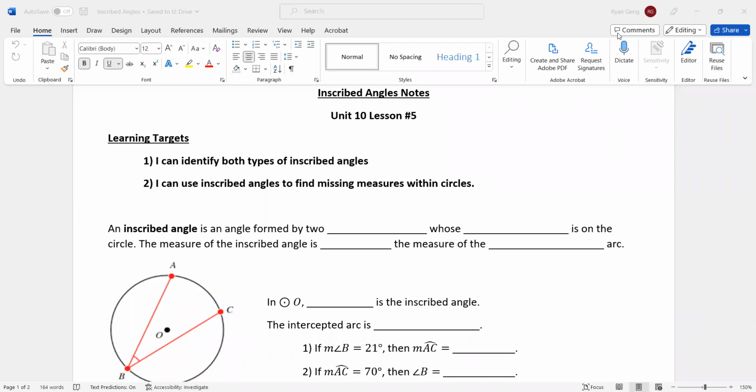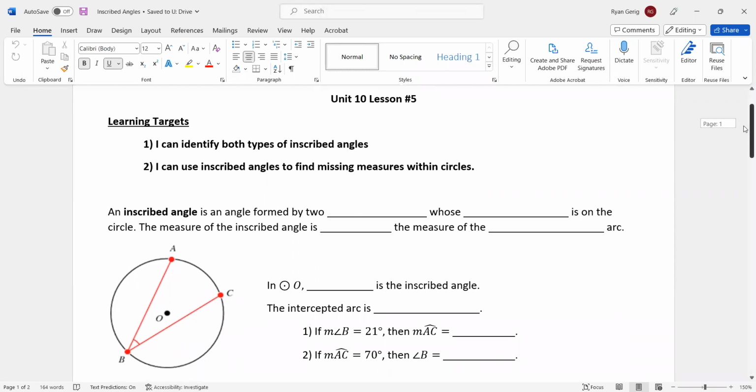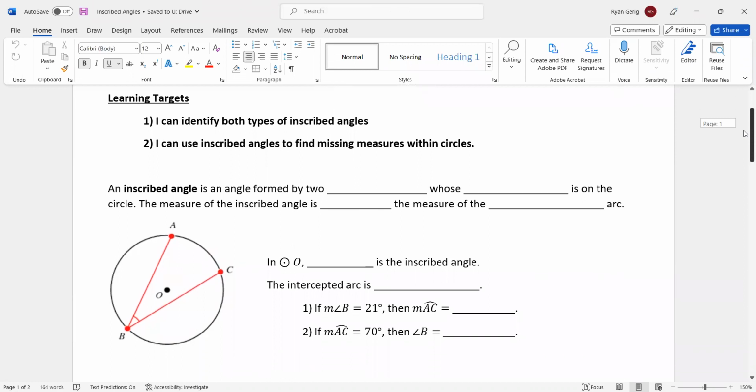I would say that this one causes people trouble until they get it. And then when they get it, it's like, oh, this is really easy. So I'm going to try and pinpoint what makes an inscribed angle to help you with hopefully getting it quicker and therefore making this an easier lesson.